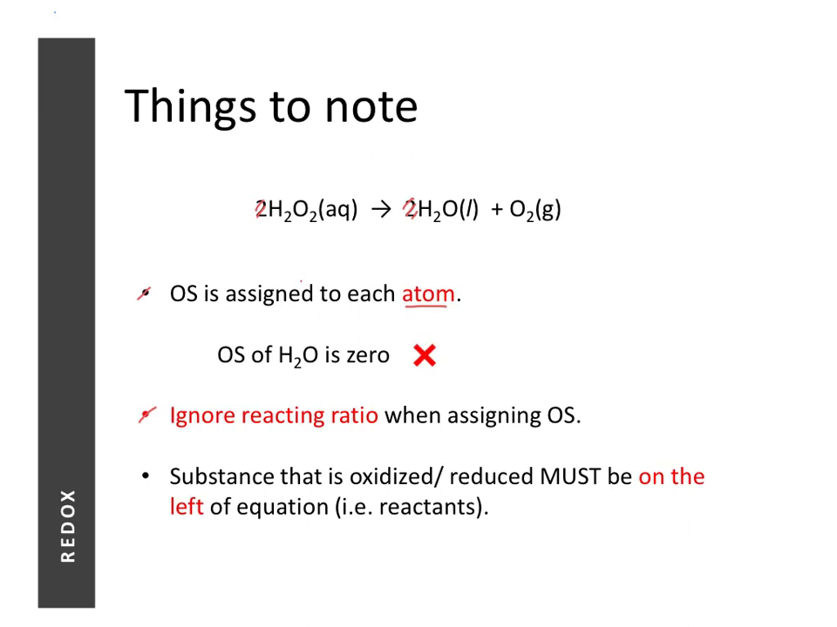And I hope you have noticed by now, the substance that's oxidized or reduced must always be on the left of the equation. It doesn't make sense that the substance that's oxidized or reduced is a product, right? Because reactants undergo reaction, so the substance that's oxidized or reduced must be a reactant. Despite having said that, whenever we ask which substance is oxidized or reduced, there will be students who write a substance that is a product, which is immediately obviously wrong.